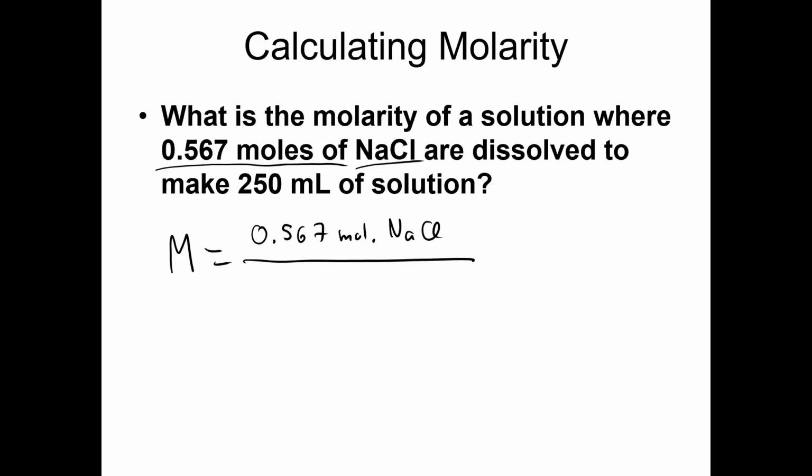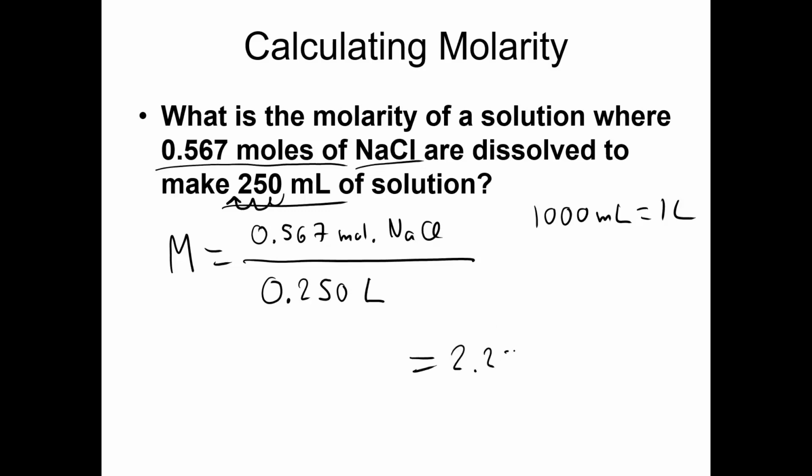divided by, now I'm given the total solution in milliliters, and you have to remember that there are 1,000 milliliters in 1 liter. So I move the decimal over, that's just a reminder, so I have to divide it by 0.250 liters, and that gives me a molarity of 2.27 M NaCl. M tells me the type of concentration. It's not percent, it is molarity. Capital M tells me moles of solute divided by liters of solution.